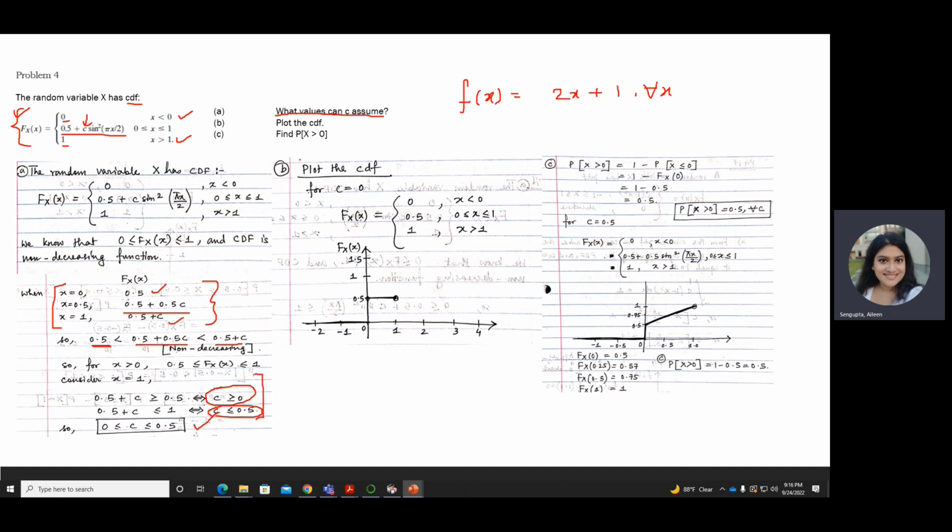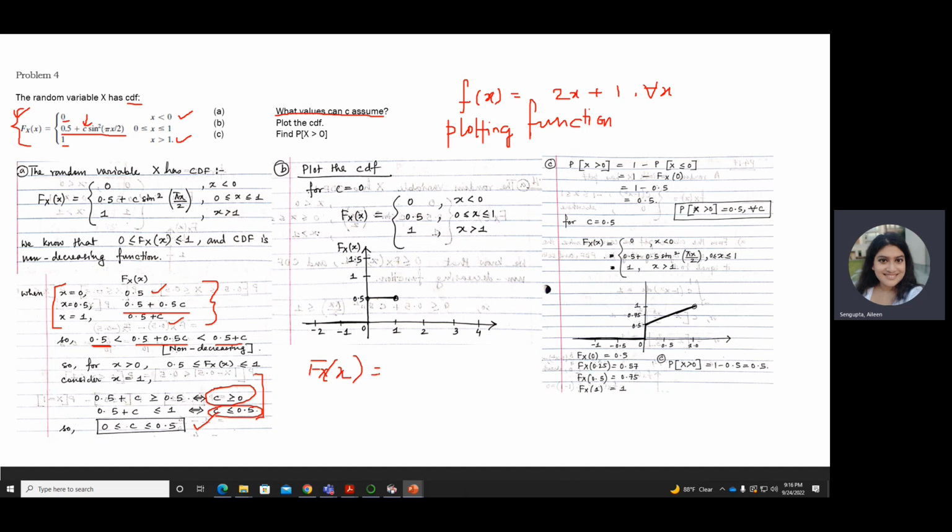Now, usually plotting of the CDF might come, but it is for very simple functions, and it's just plotting the function. Okay. So plotting the CDF is nothing but plotting the function. And how can you plot the function? Let me show you that, but let me write this as plotting function. Okay, this is just plotting the function. Now, how do you plot the function? First of all, you have to have the Fx of x. So what is the Fx of x?